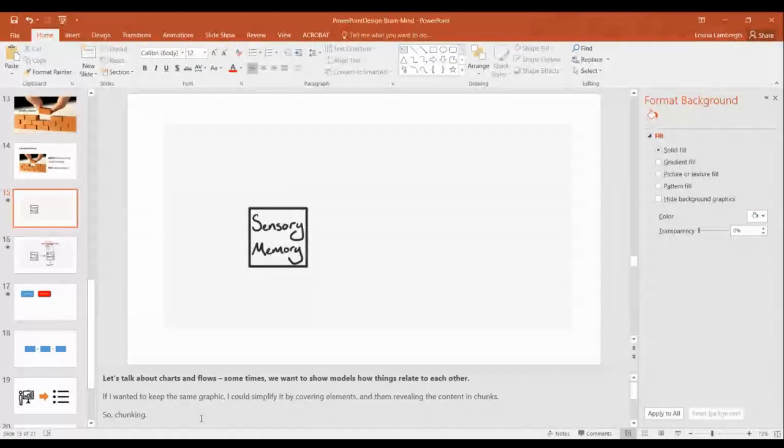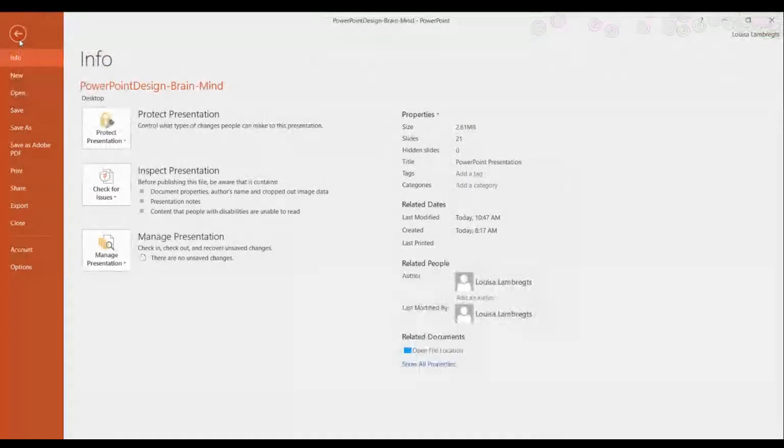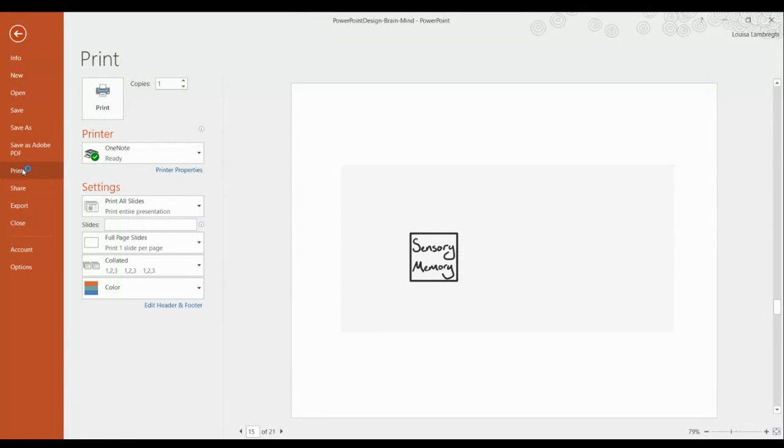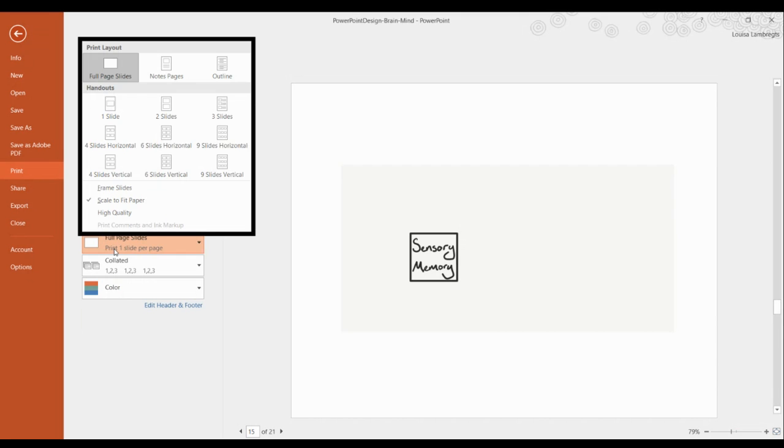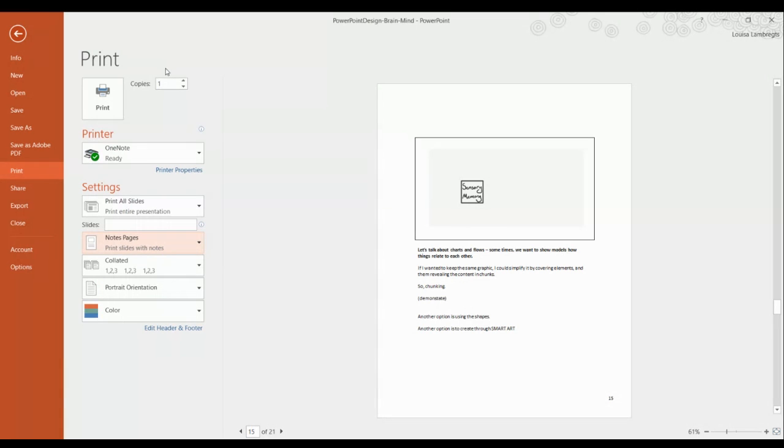I'm going to quickly show you how you can save this as a PDF version of some student notes. So for instance, if we go to File and we go to Print, under here, by default it's set to print all slides. But what we can do is, that's the wrong area, my apologies, we want to click the default, which is full page slides. So we can see that there are other options. For instance, you can click on notes page, and you'll see that the notes page actually shows what you have in your notes section.